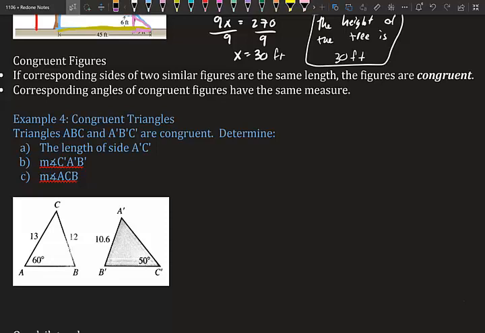Congruent figures. If corresponding sides of two similar figures are the same length, the figures are congruent. Corresponding angles of congruent figures have the same measure. So congruent actually stands for same. That's what congruent stands for. So if you're talking about congruency, you're talking about the same.